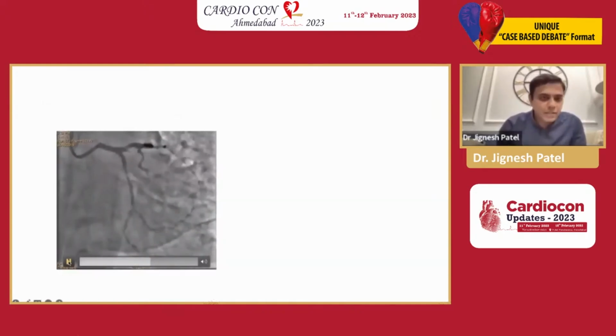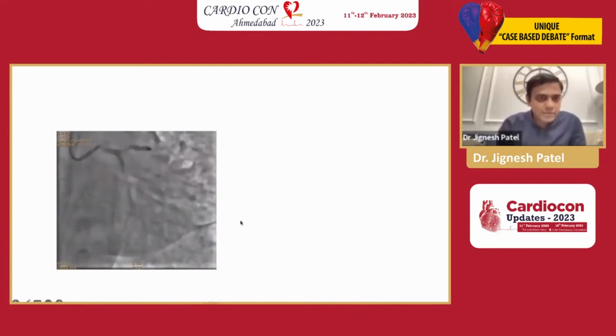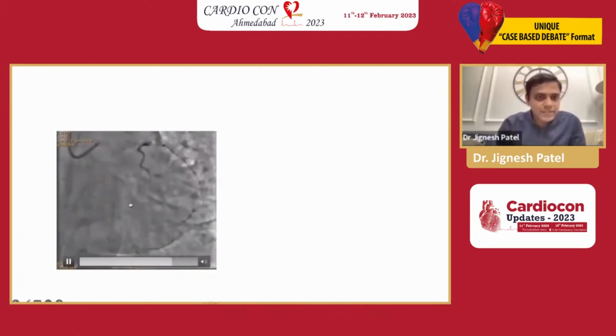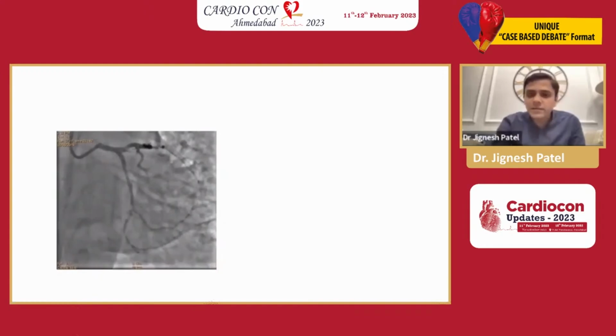So this is the left system. The left coronary is showing some minor disease at the proximal LAD, and the circumflex is non-dominant. There is around a 40-50% lesion at the proximal part of the circumflex, followed by some diffuse plaque before the OM, followed by a critical 80% lesion just at the origin of the OM. This is the circumflex artery, and the LAD shows some minor disease at the proximal part.